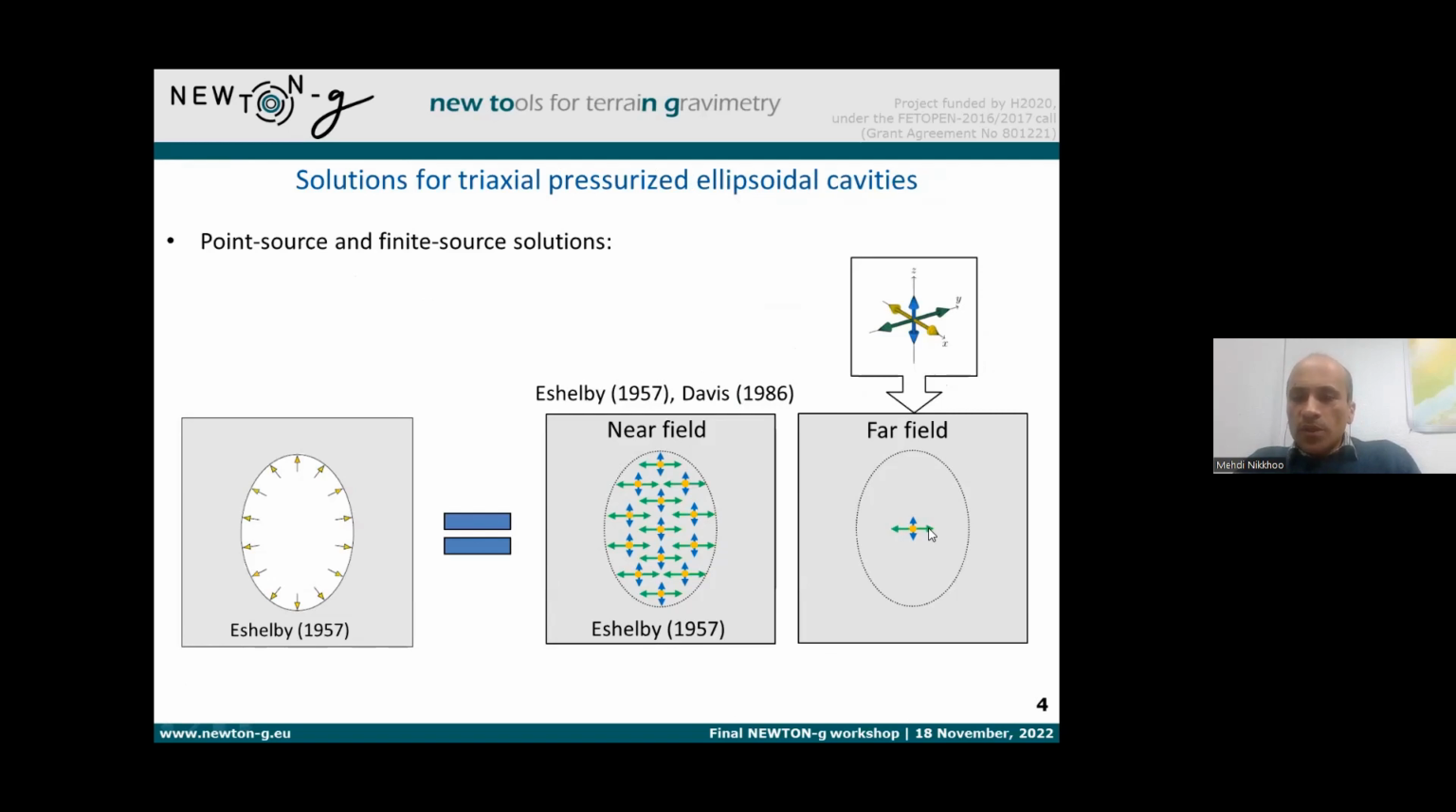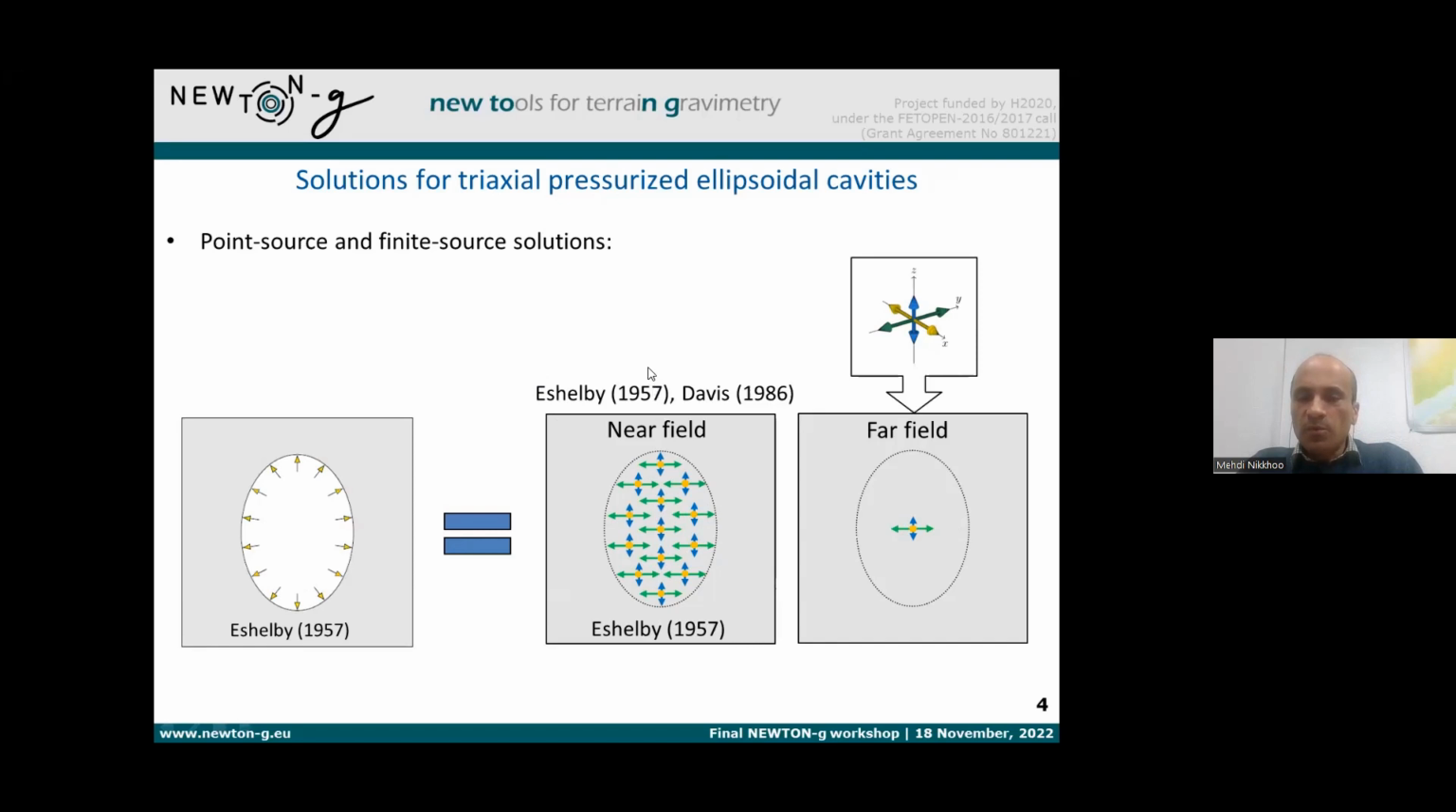So a point source can be a good model for sources in the far field. By that we mean sources that are deep enough, basically their depth is several times larger than the characteristic dimension of the source. But if the source is in the near field, in other words, if we have an extended source at shallow depths, a point source approximation is not enough. So in these cases, we need to have a finite source model.